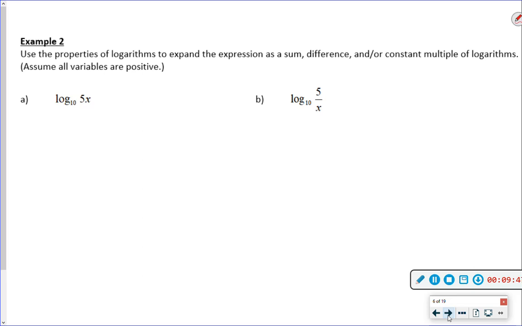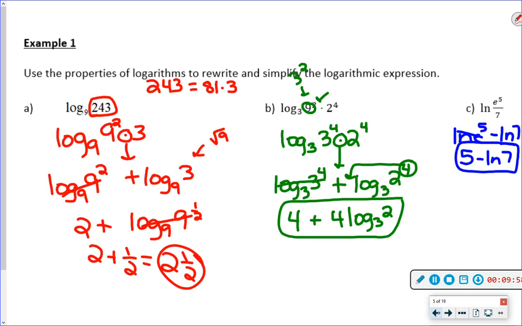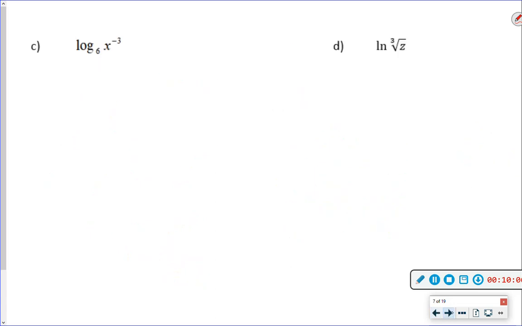You can have sum, addition. You can have difference, subtraction. And then constant multiple of logarithms. That is like this last one where you drop the power, where you drop the 4 down in front. Constant multiple, 4 times the log. That's what that means, 4 times. Those are the only operations you can have in these.